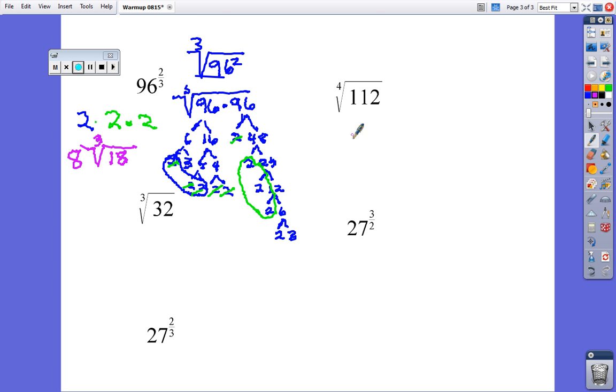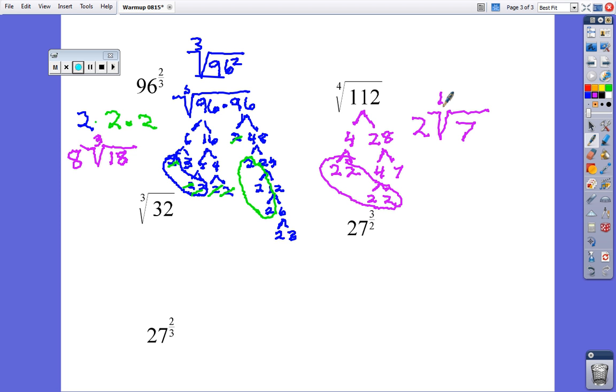Okay, let's go on to the 4th root of 112. We can prime factor this. Remember, we're still looking for 4 of some number. We can do 4 times 28, and then of course that's 2 times 2, 4 times 7, and 2 times 2. So we have 4 2's here. I can pull out one of the 2's. What's stuck here is a 7, and that would be the 4th root of 7.